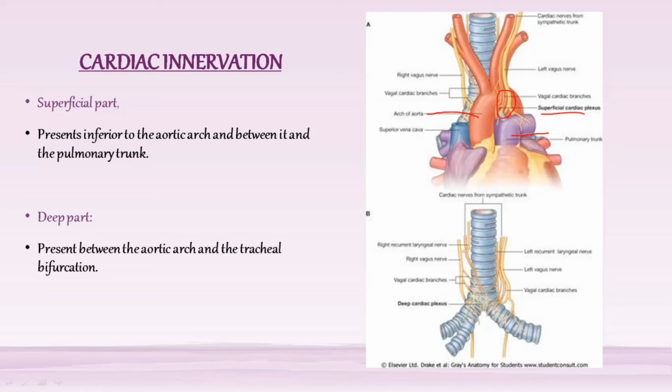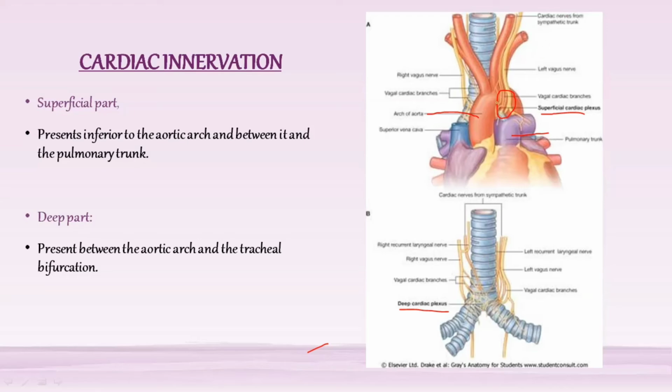Now the deep part. This is the second picture, which is showing the deep part of the cardiac plexus. For the deep part, you have to remember that it is present at the level of bifurcation of trachea, or we can say it is present between the aortic arch and the tracheal bifurcation.